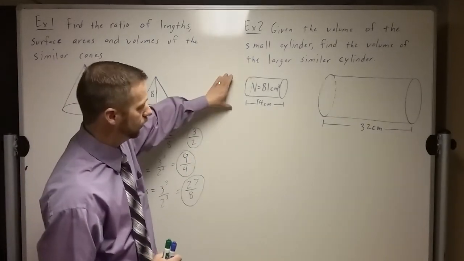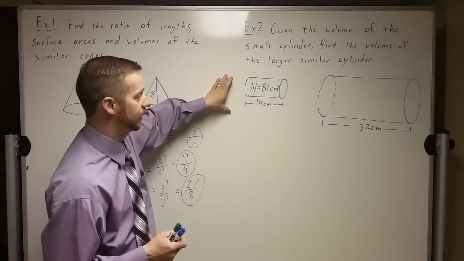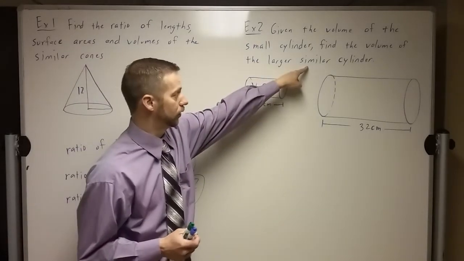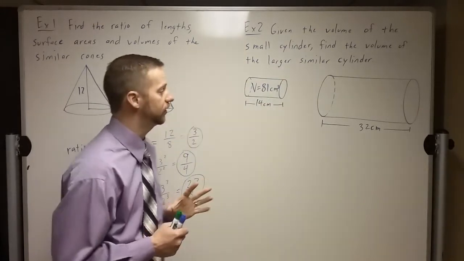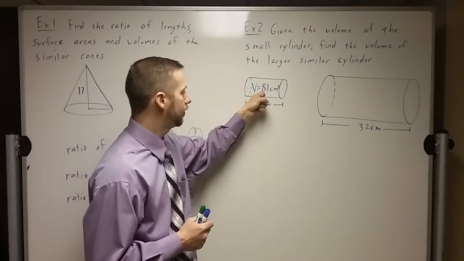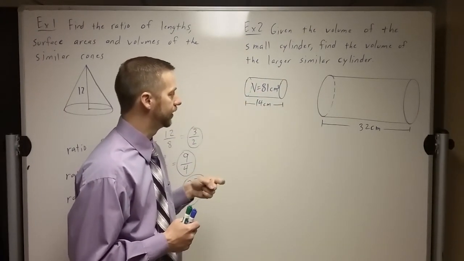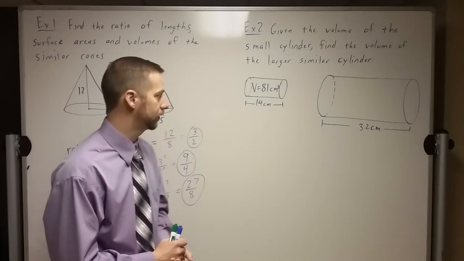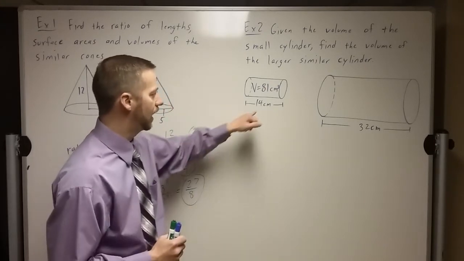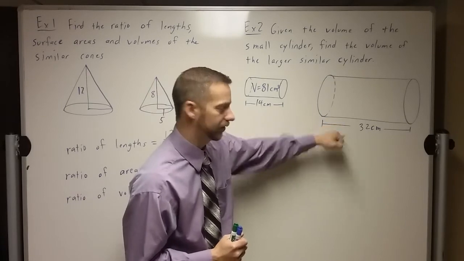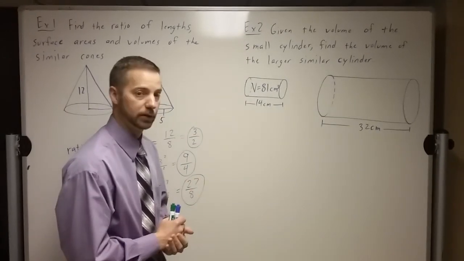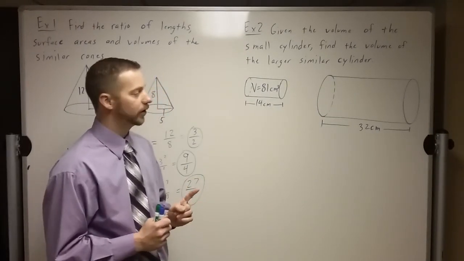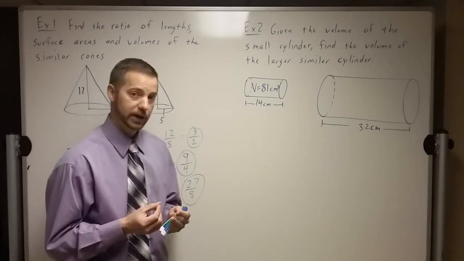So if I have two cylinders in this case that are similar, so larger similar cylinders, so we know they're similar, and I know the volume of this smaller cylinder is 81 cubic centimeters. And I want to know what's the volume of this bigger cylinder that's a similar cylinder. So we're going to do some proportion work here.